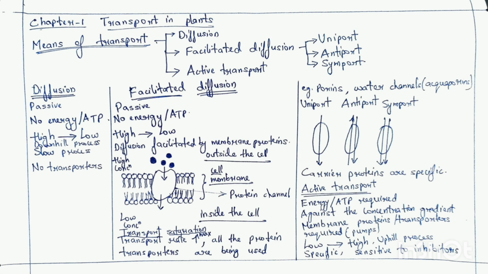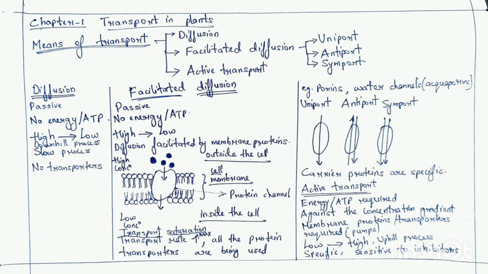Diffusion is a passive process where there is no requirement of energy or ATP. For diffusion to occur, there has to be a concentration gradient, where at one region of the plant body there has to be a high concentration of the molecule, and at the other region there has to be a low concentration. And the transport takes place from the high concentration region to the low concentration region, which makes it a downhill process. Diffusion does not require any transporters or membrane proteins.